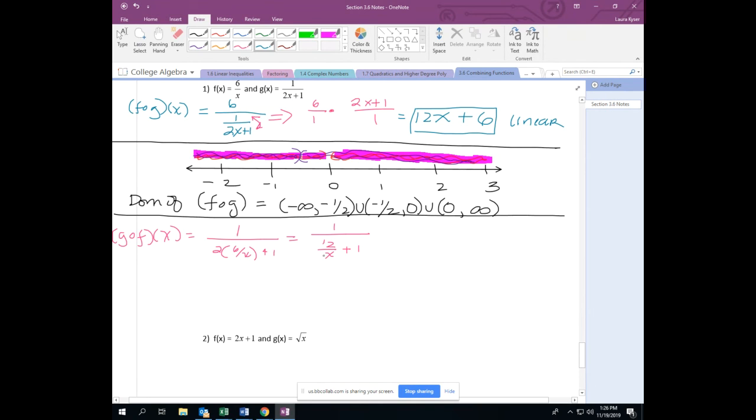So the LCD is x because it's the only denominator. And we can rewrite a 1 using x if we put x over x. So this is going to look like 1 over 12 over x plus x over x, which becomes 1 over 12 plus x over x.